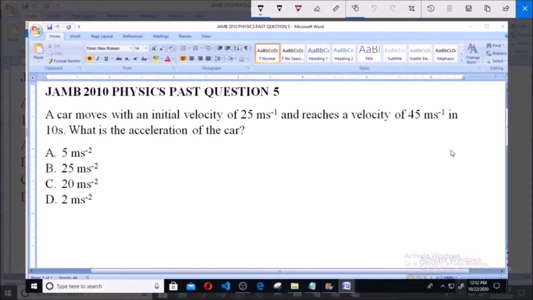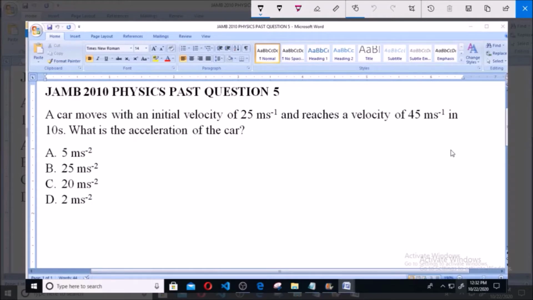Hello and welcome. I will be answering Jamb 2010 Physics Past Question 5. A car moves with an initial velocity of 25 meters per second and reaches a velocity of 45 meters per second in 10 seconds. What is the acceleration of the car?